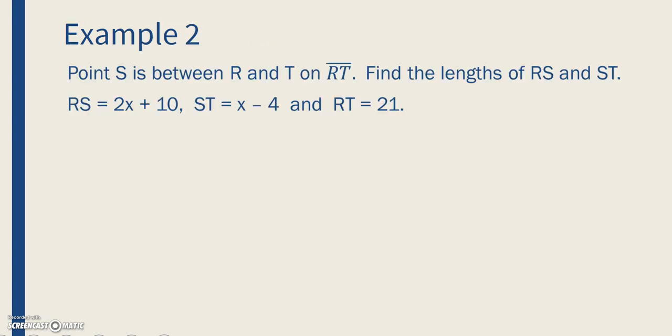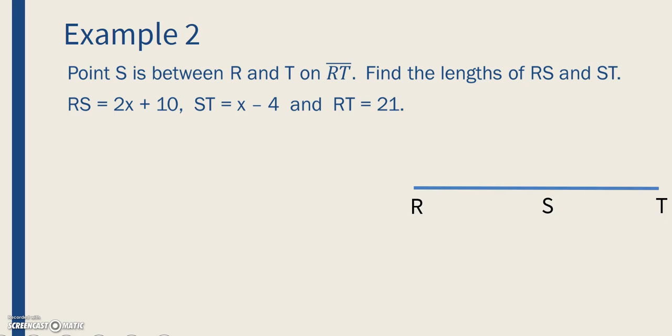Okay, let's look at another example. Point S is between R and T on the line RT. This is going to make things easier if we make a picture, so draw a picture with me. We have a straight line, and S is between R and T. So we want to put S between R and T. As long as your S is between the two letters, then you're good to go.